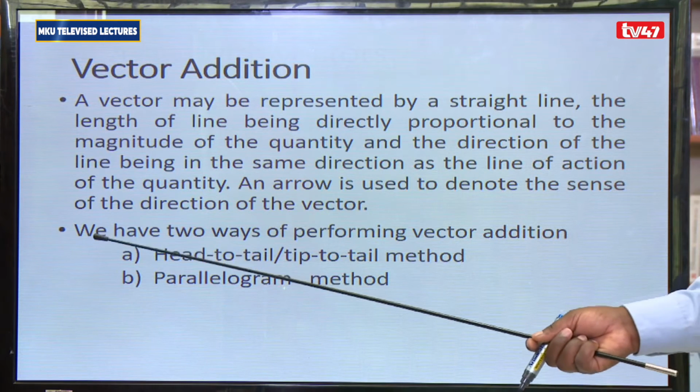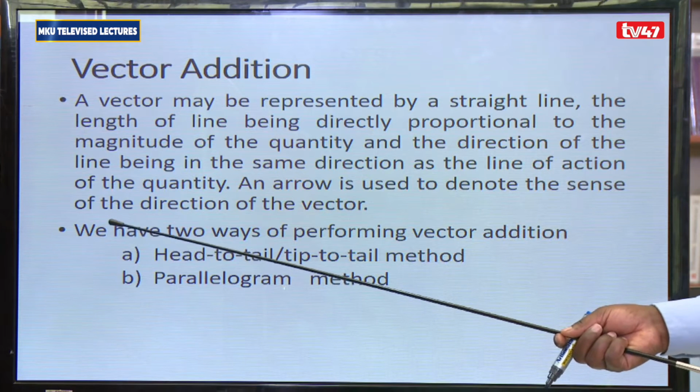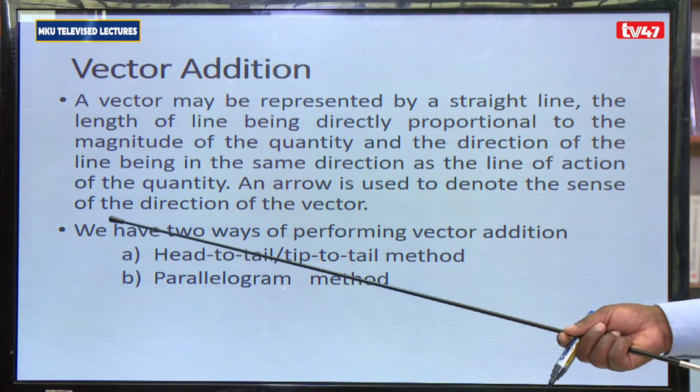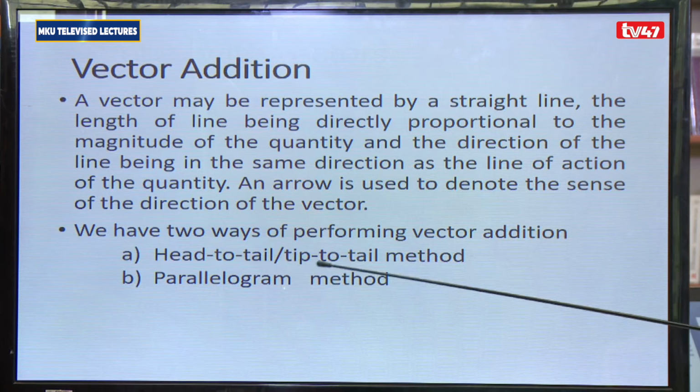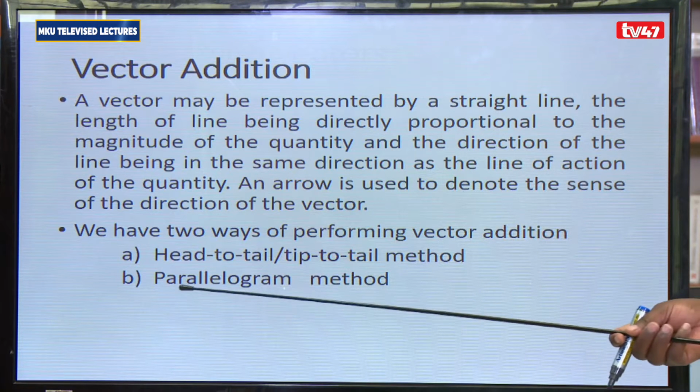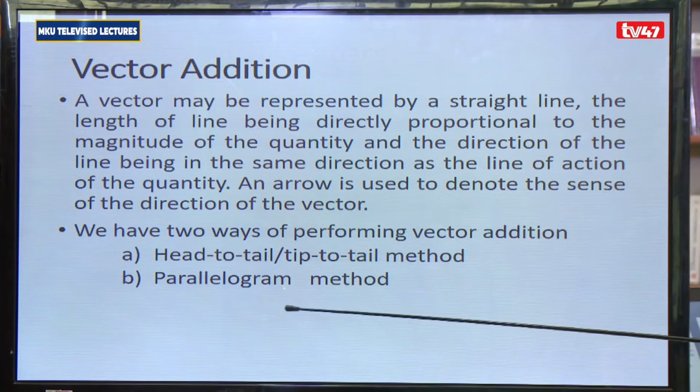And then there are two ways through which you can solve vector addition. One way is what we call the head to tail or tip to tail method, and the second one we call the parallelogram method.